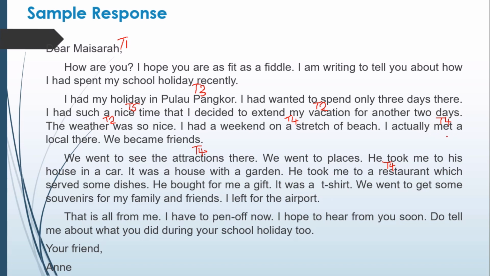I actually met a local there. That is task number 4. We went to see the attractions, and these are all what you did during the holiday. And task number 4, you also went to a restaurant. Okay, so you have finished all the tasks, task number 1, 2, 3, 4 and 5. Basically, you can find all your tasks responded to well here.